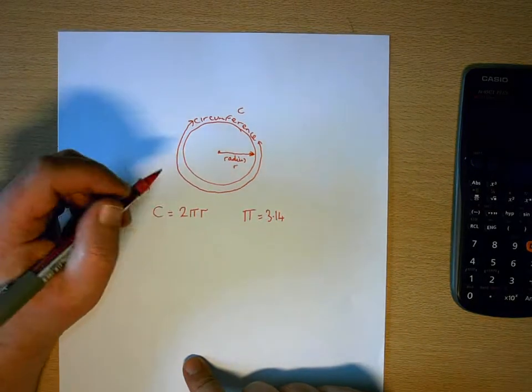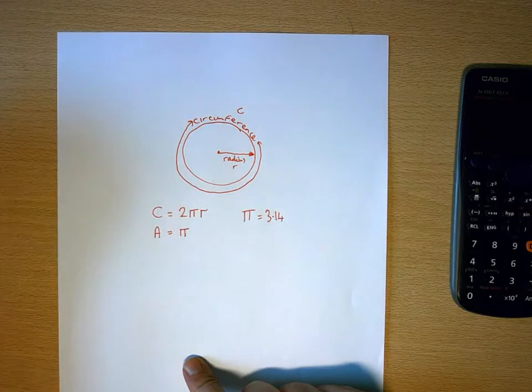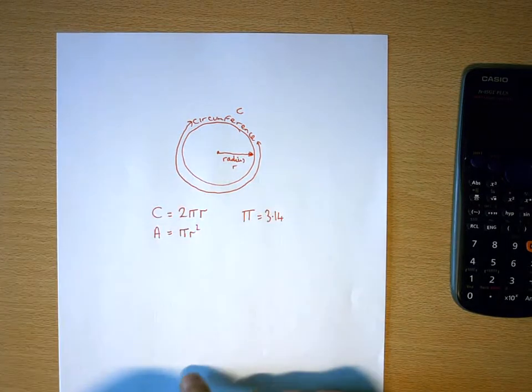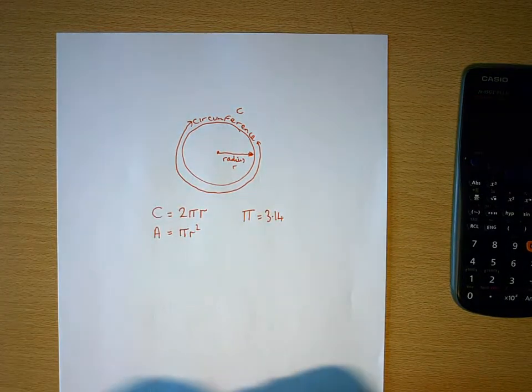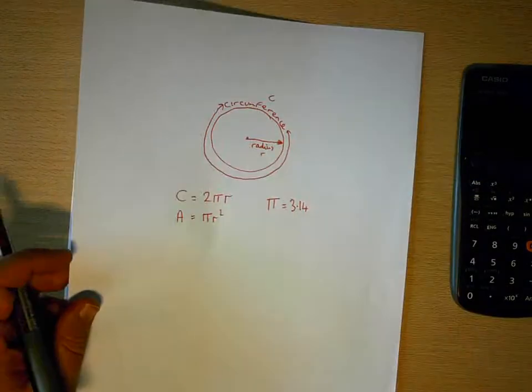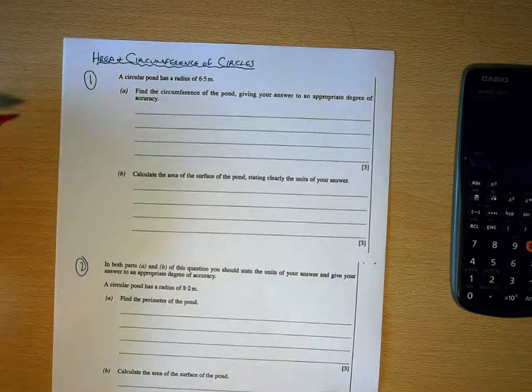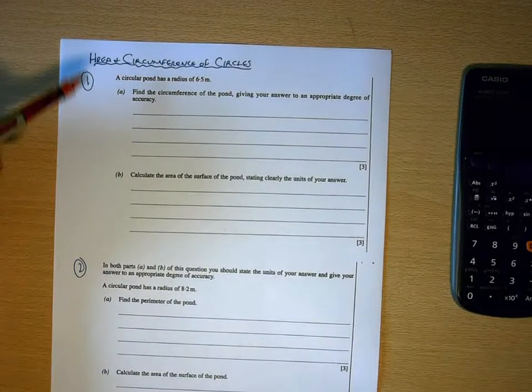If we want to find out about the area of the circle, it's a different formula. It also includes pi, but we're going to write pi r squared. So those two formulas you need to remember and you need to be able to use. So let's take a look at the sort of questions we have to deal with here. Okay, so these are usually given a context.